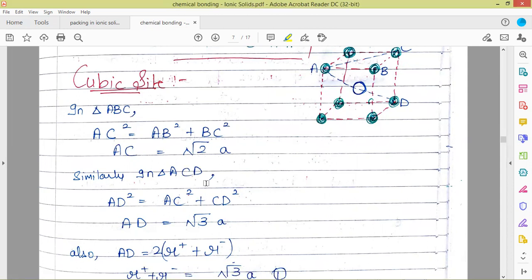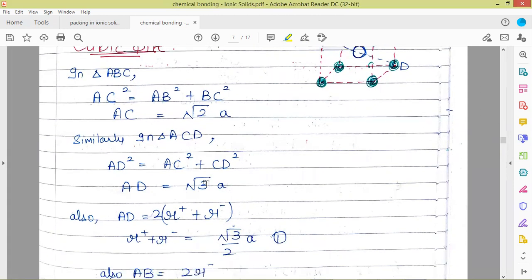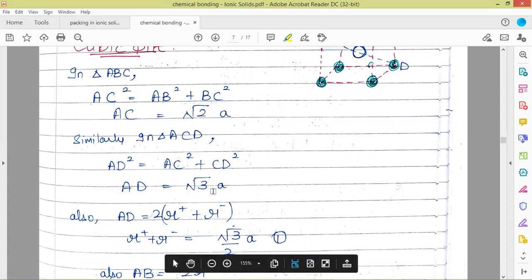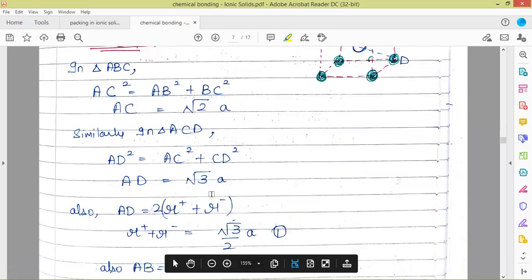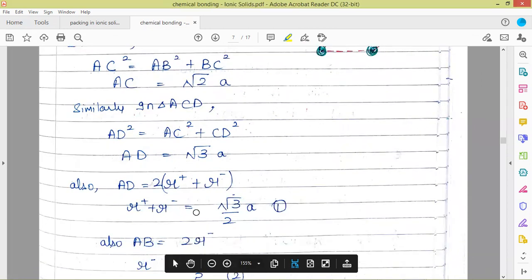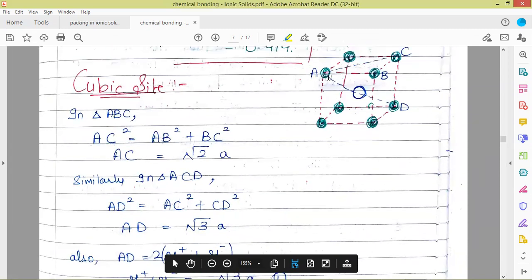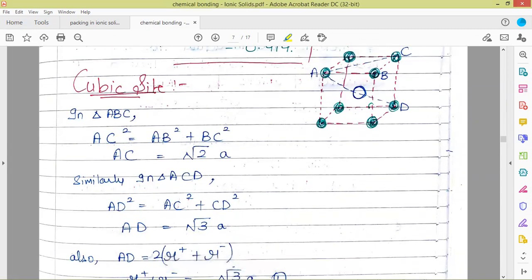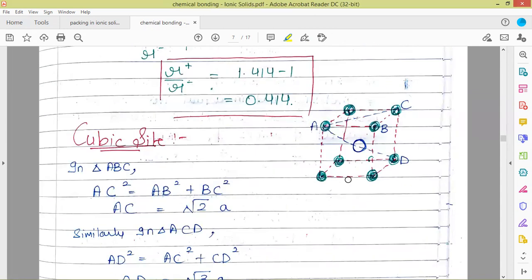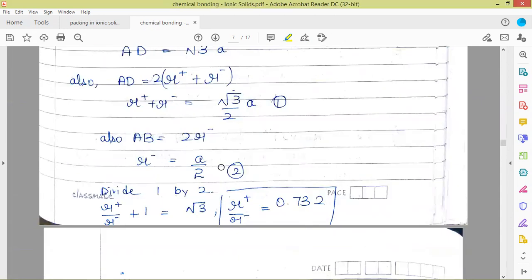Similarly, when we consider the ACD triangle, we will take the value of AD, which comes out to be root 3 A. Also AD, which is the body diagonal, is equal to twice of R positive plus R negative. So R positive plus R negative is going to be equated to root 3 by 2 A. Also AB is equal to 2R negative. Here you can see that these two spheres are touching each other, so AB is equal to 2R negative. So R negative from here comes out to be A by 2.